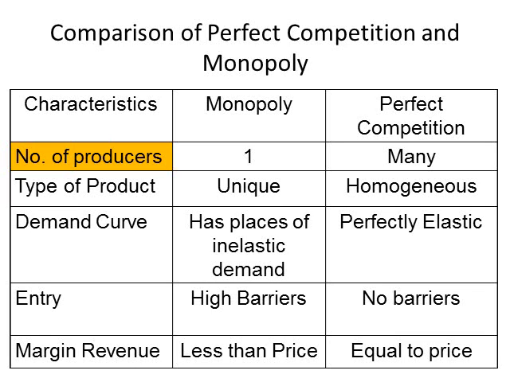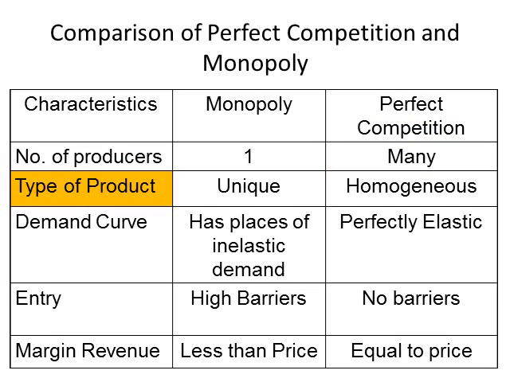First, let's look at the difference in the number of producers in each market. The monopoly has only one producer. Perfect competition has many producers. Think hundreds of thousands or millions of producers.